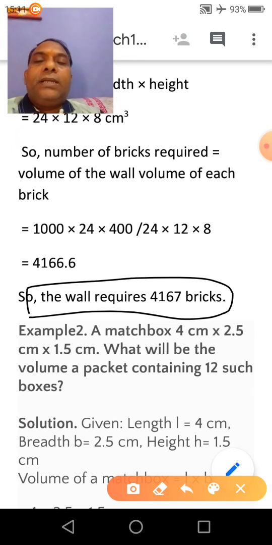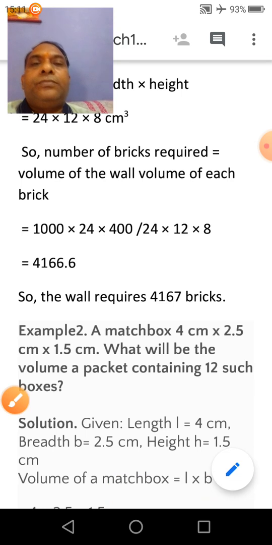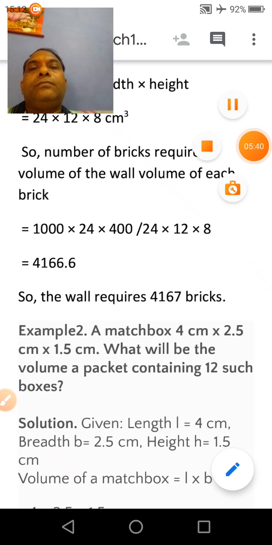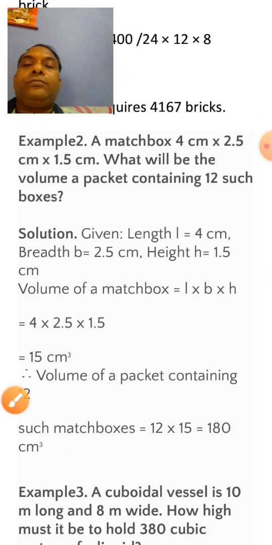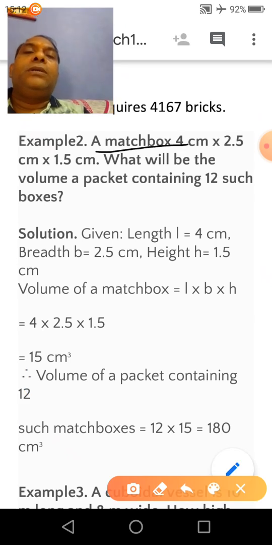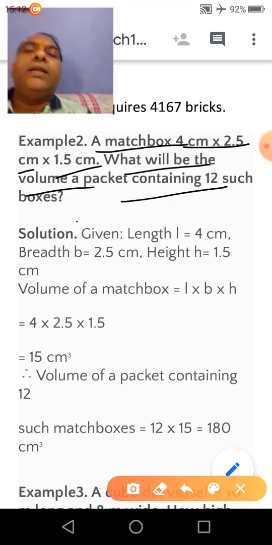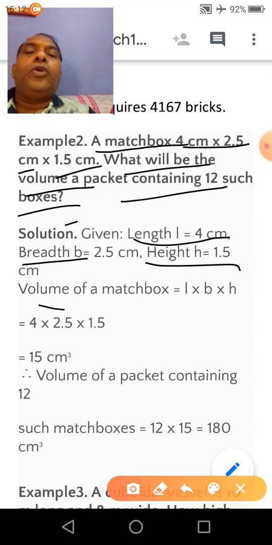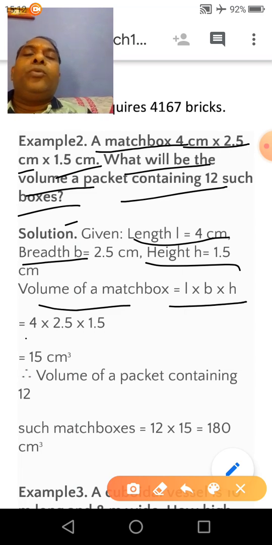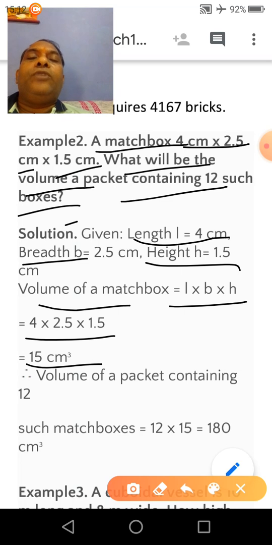Clear, students? Now see the next example. Example number 2. A matchbox measures 4 centimeter by 2.5 centimeter by 1.5 centimeter. What will be the volume of the packet containing 12 such boxes? So given the length, breadth and height of the matchbox, the volume of a matchbox is equal to L into B into H. Put the values and calculate it. So you have the volume of a matchbox.